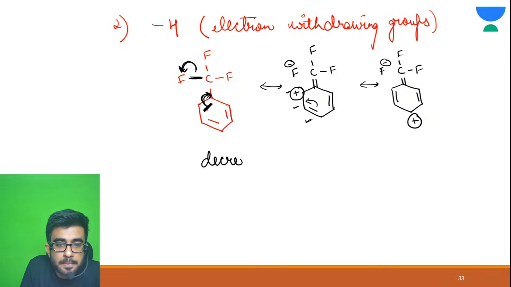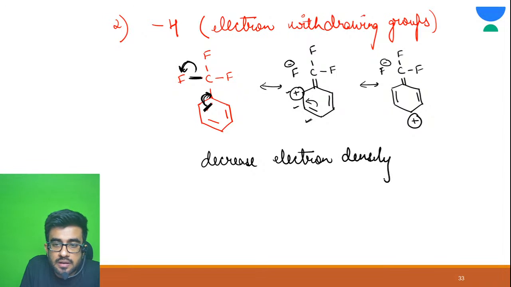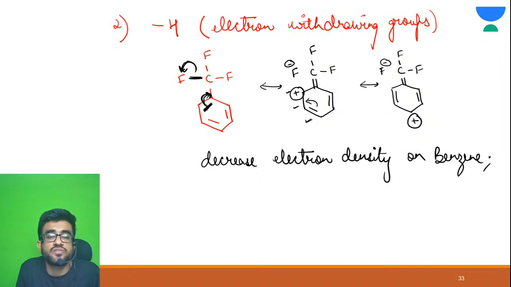They decrease electron density on benzene. That's why we are saying that decreasing electron density. They are having positive charge on benzene ring. Is this much clear to all of you? They decrease electron density on benzene. All right. That's why we are calling them as electron withdrawing. They are withdrawing electron from benzene.